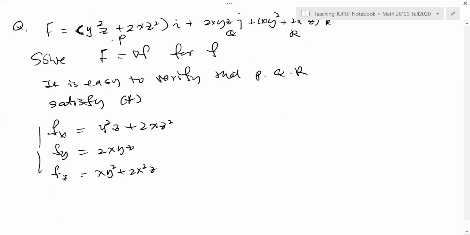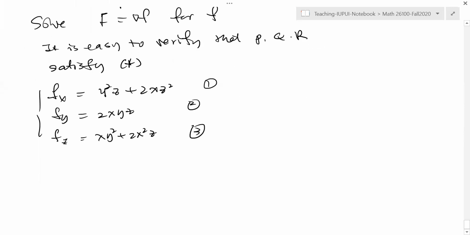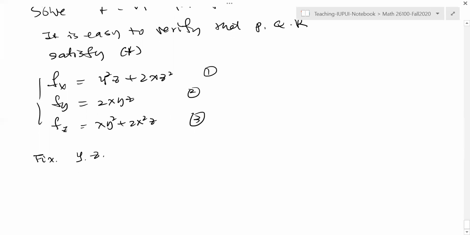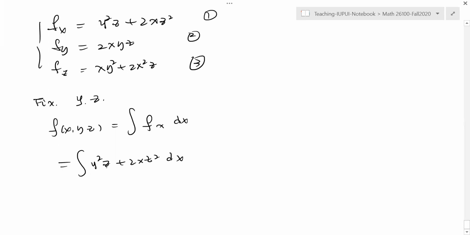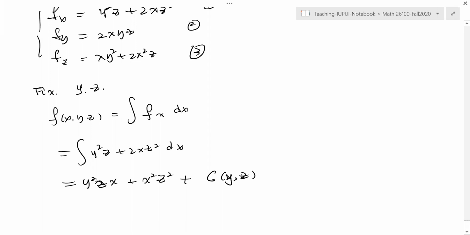Now, which equation we start with really does matter. I have to fix two variables first. I can fix y and z. Then f of x, y, z is going to be the integral of fx dx, right? So I integrate. The first term is constant with respect to x, so it's y squared z x. The second one is x squared z squared, and then plus a constant depending on y and z. Okay, when you take the partial, the antiderivative is it.